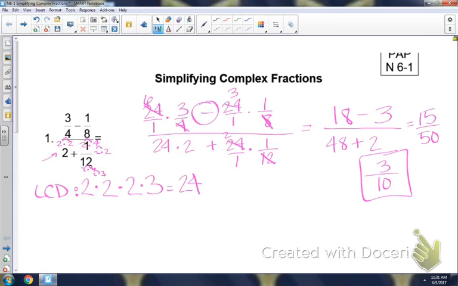So when you're simplifying complex fractions, you're trying to get rid of the fractions on top and get rid of the fractions on bottom, so that way you're able to simplify your one fraction at the end.